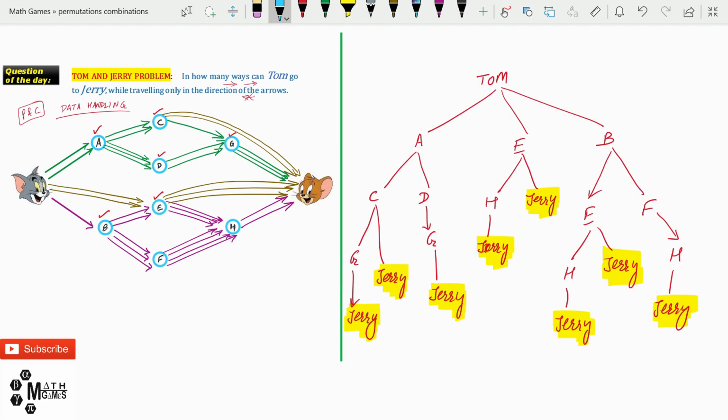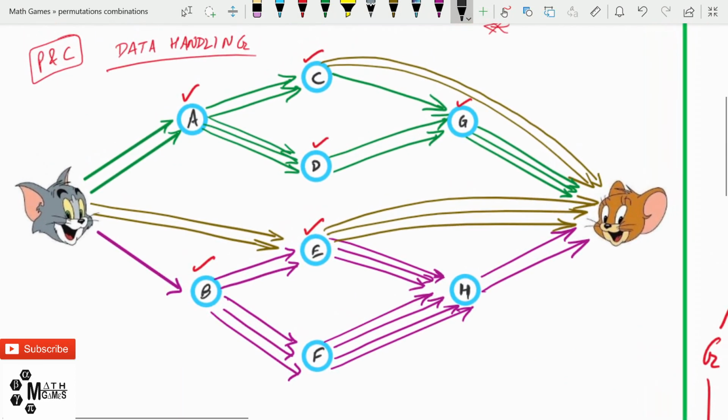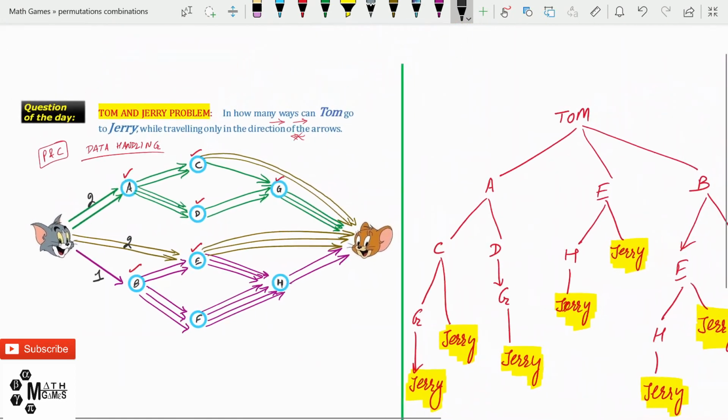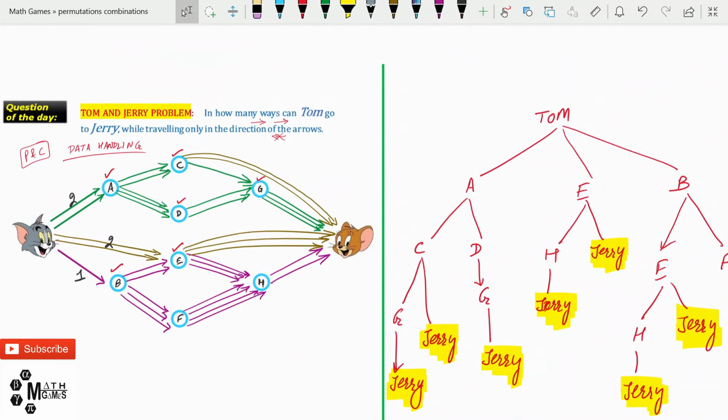Now let us consider the number of ways. To be able to do that, let's see how we can solve this. If you look at the diagram over here, Tom can go to A in how many ways? Two ways. Similarly, Tom can go to E in how many ways? Two ways. Tom can go to B in how many ways? One way. And this is exactly what we are going to write over here. Tom can go to A in two ways, to E in two ways, and to B in one way.